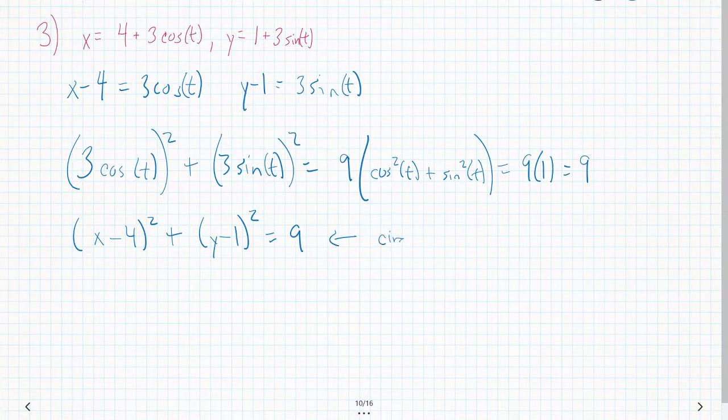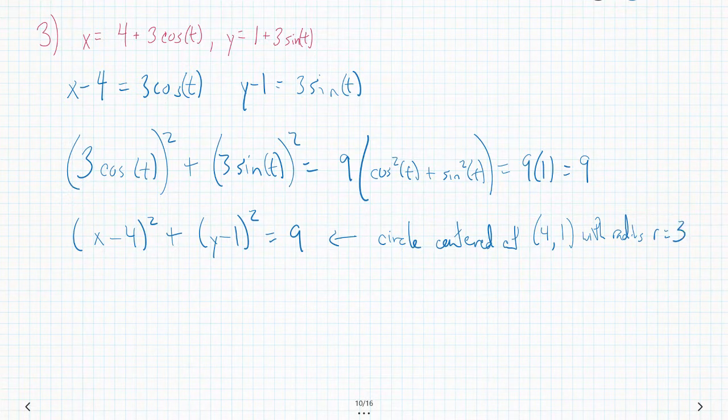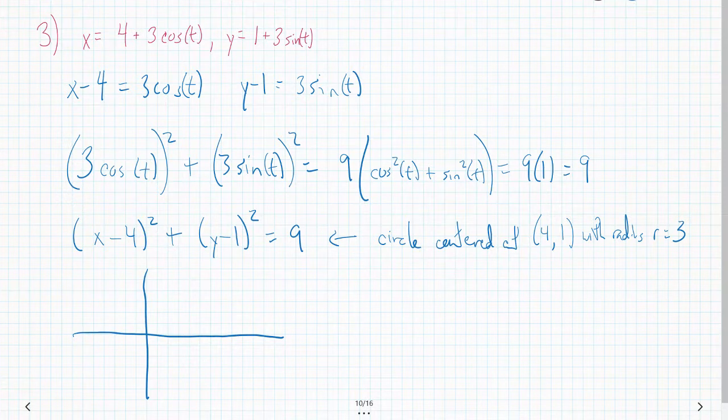So this is a circle centered at 4, 1, with radius, and then we take the square root of that number on the right hand side, and so the radius is r equals 3. And so without even touching the drawings, once again we can start to draw the graph. Now let me do this. 1, 2, 3, 4, 5, 6, 7. 1, 2, 3, and 4. We'll go down 1, 2. Okay, so we're centered at 4, 1.